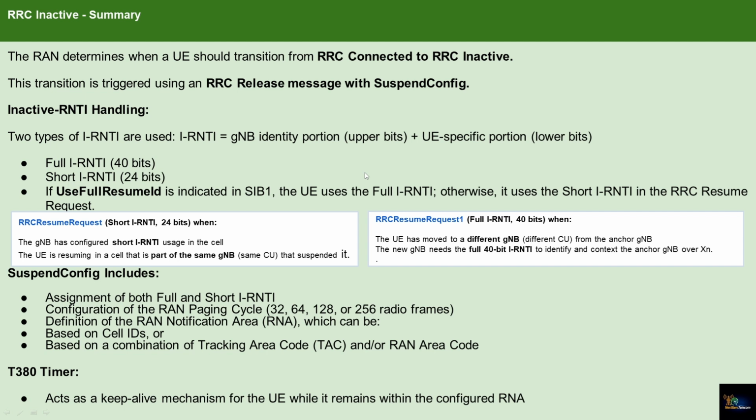Here is the RRC inactive summary. In this summary, the RAN determines when the UE should transition from RRC connected to inactive, and this transition is triggered using the RRC release message with suspend config. In inactive RNTI handling, two types of RNTI are used: the upper bits are the gNodeB identity portion, and the lower bits are the UE specific portion. Here the full I-RNTI is 40 bits and the short I-RNTI is 24 bits.